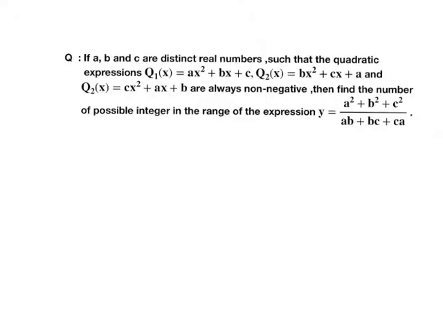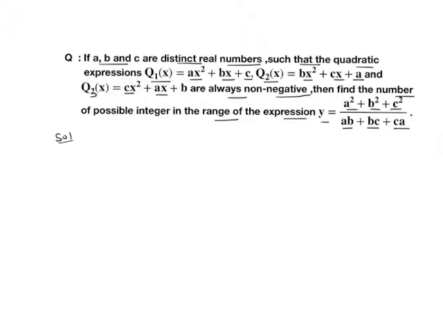Next problem: if a, b, c are distinct real numbers such that the quadratic expressions q1(x) equals ax square plus bx plus c, q2(x) equals bx square plus cx plus a, and q3(x) equals cx square plus ax plus b are always non-negative, then find the number of possible integers in the range of the expression y equals a square plus b square plus c square divided by ab plus bc plus ca.